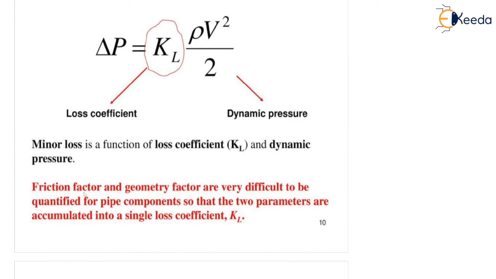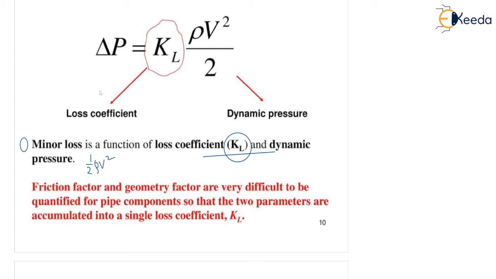Here we are going to see something about the minor loss of pressure. Look at this line first of all, then we'll go to the equation. Minor loss is a function of loss coefficient K_L and dynamic pressure. Correct? What is dynamic pressure? Half rho V square. Once again, minor loss is a function of loss coefficient K_L and dynamic pressure, that is half rho V square. You can see.